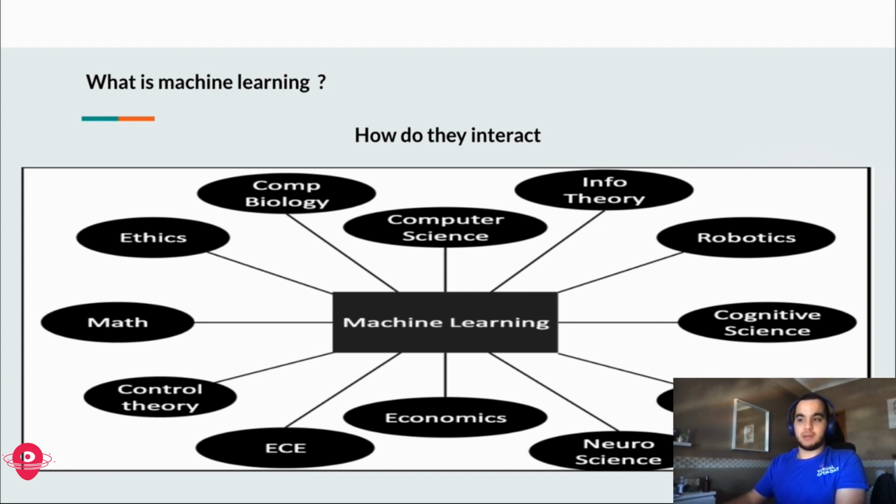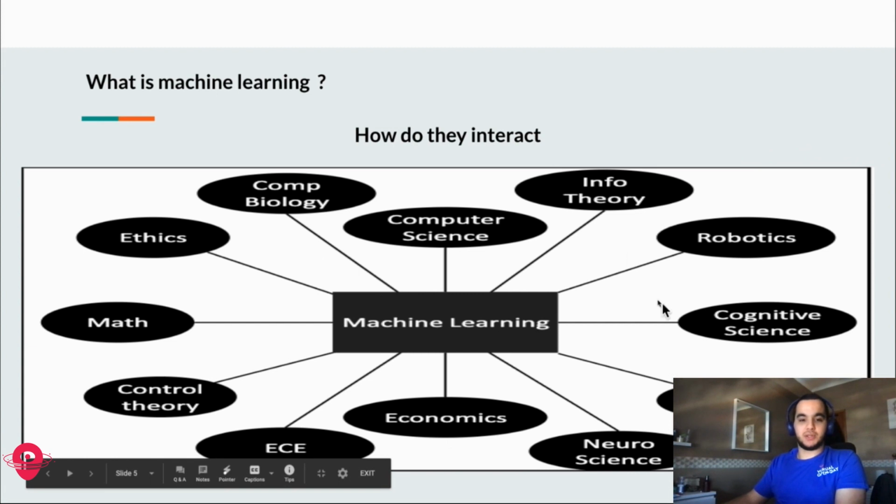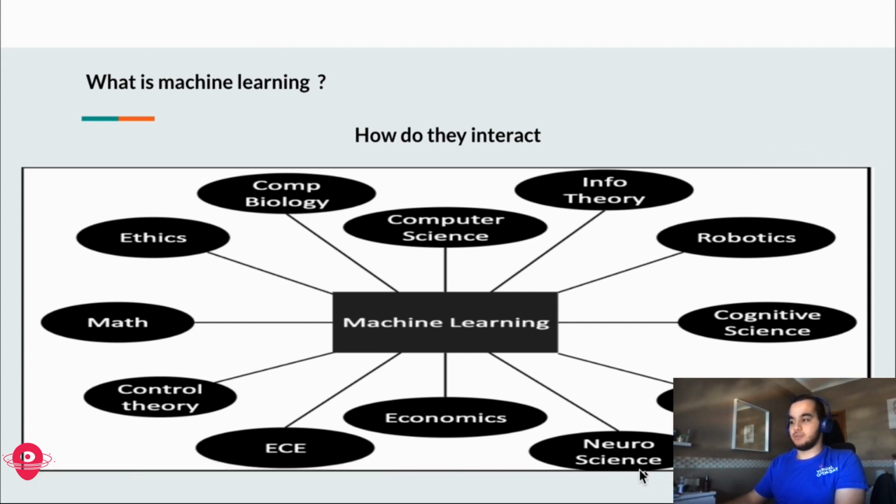And one thing that we should point out here, that most of the fields mentioned here, they do actually interact bidirectionally with machine learning. So for example, if you take the field of neuroscience, you do have some models in machine learning that are based and inspired by neuroscience and by the brain. At the same time, you do have neuroscientists that use machine learning to do their job, to extract useful information from neuroimaging and such.